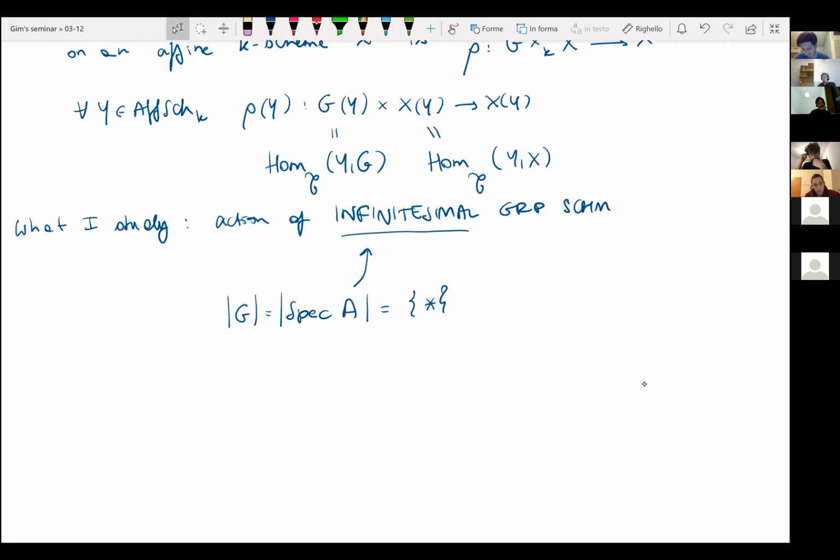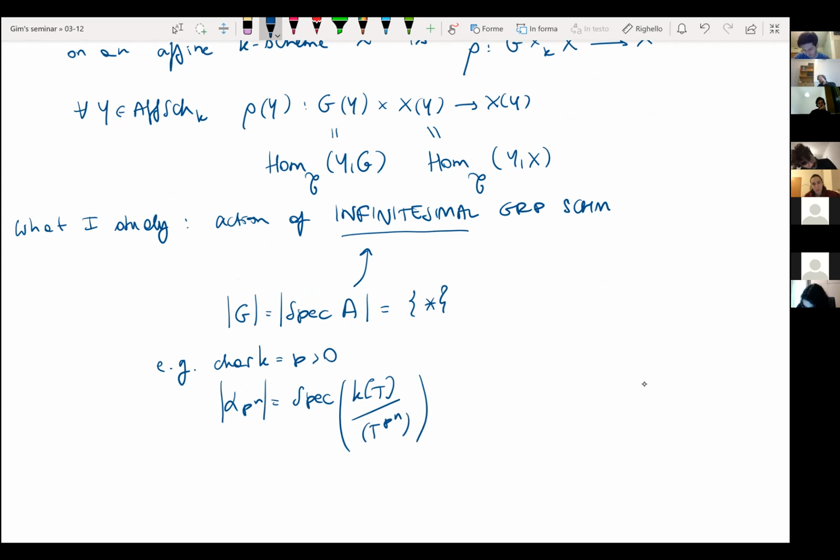So we actually saw already two examples of infinitesimal group schemes. If we consider a field K of positive characteristic p, we have that alpha p^n, which is the spectrum of K[t]/(t^(p^n)).